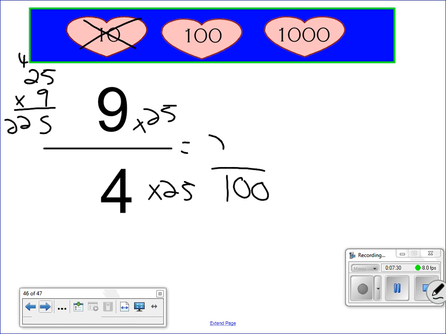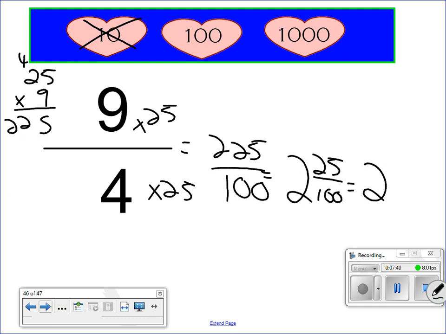Okay. Do that right? Yep. 225. How many hundreds go into 225? 2 hundreds go into there, and I have 25 left over 100. So my decimal answer, kids, is going to be 2.25. Also rewind this one if you need to double check.